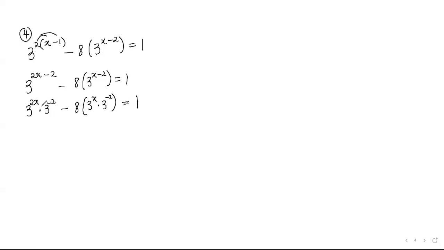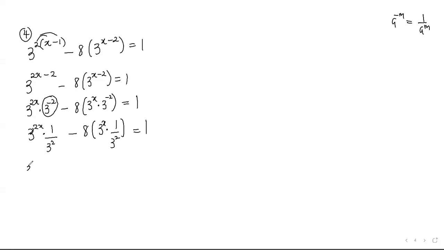From the laws of indices, when you have a to the negative m, it is the same as 1 over a to the m without the negative sign. So this becomes 3 to the 2x times 1 over 3 to the 2, then minus 8 into 3 to the x times 1 over 3 to the 2, equal to 1. Also, 3 to the 2 is just 9. Of course, everybody knows that that's 9.